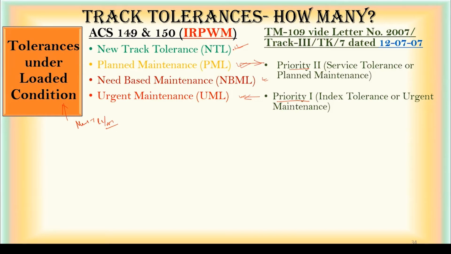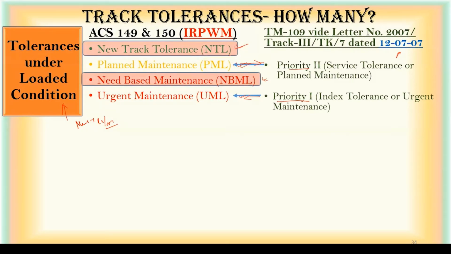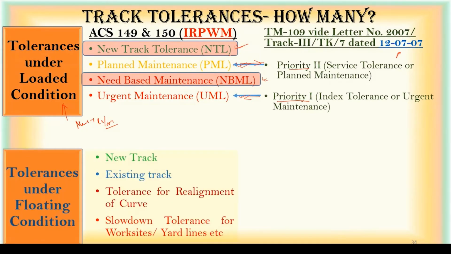ये दोनों नए आ गए. New track tolerances and need based maintenance have come new. These two were not existing since 2007, but were introduced new in the year 2019. You can see new track tolerance and need based maintenance limit. Then tolerances under floating condition are of 3 types. These 3 were existing, but this slowdown tolerance was not available earlier.